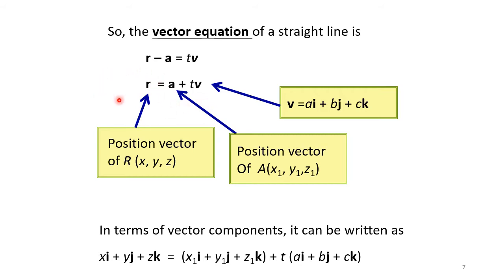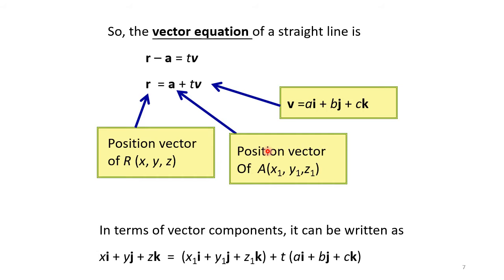R, we can later replace with x, y, z, and A will be replaced with the value from the position vector, the point on the line. And TV, where V is a vector parallel to the line. As you can see below, we replace R with x, y, z, and A with the values of x, y and z. And V we replace with a vector in terms of i, j, k. Later, in the following slide, we will show how we change into another form.